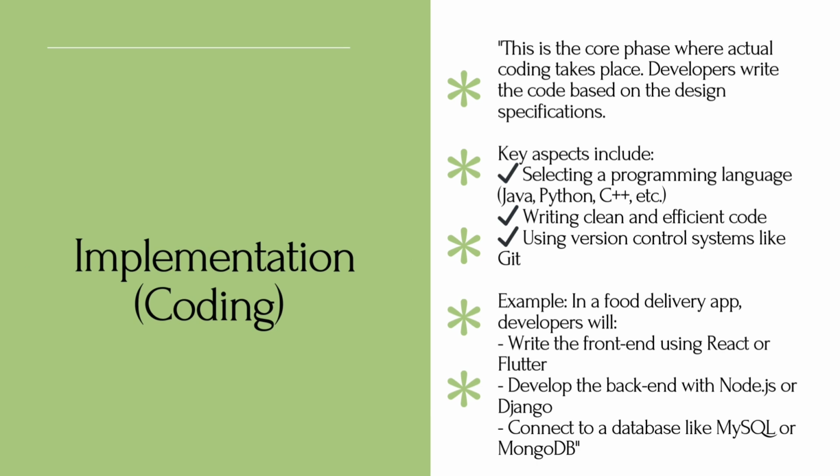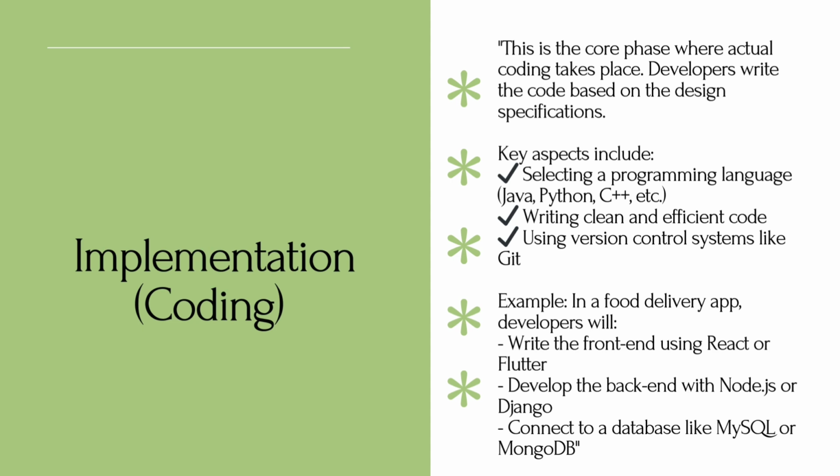The third phase is implementation or coding. This is the core phase where actual coding takes place. Developers write the code based on the design specifications. Key aspects of this phase include, first, selecting a programming language like Java, Python, C, or any other language. Second is writing clear and efficient code. And third is using version control systems.